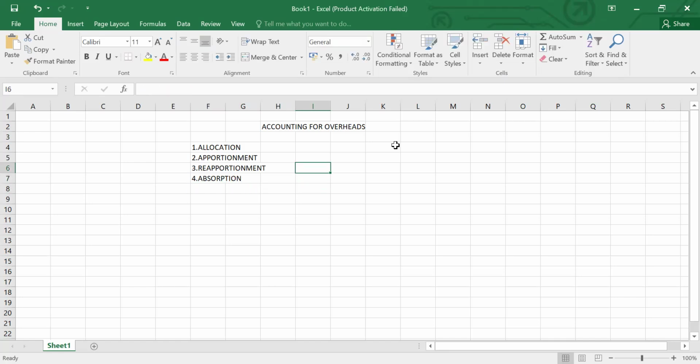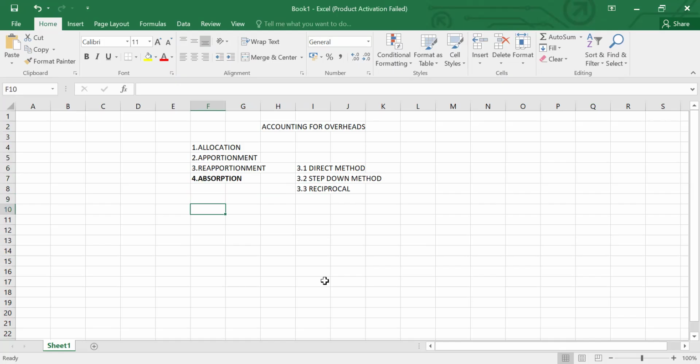In reapportionment, we have a further three steps. That is the direct method, the step down method, and the last one, the reciprocal method. Now, in this lecture, we will be discussing absorption and absorption costing.